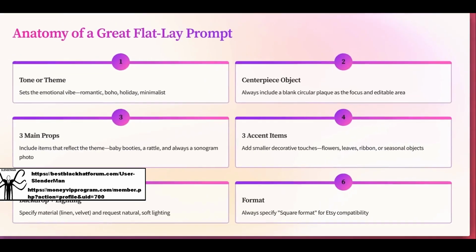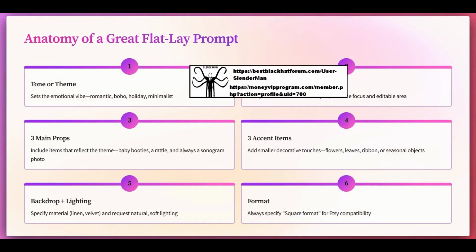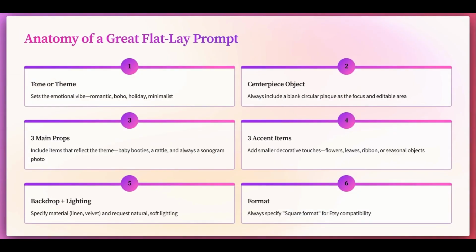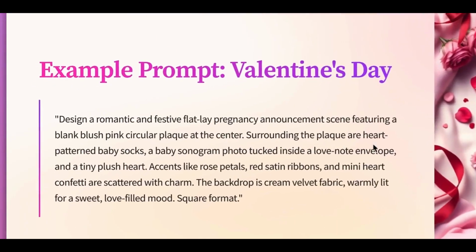So these 6 sections are our basic blueprint. This is our anatomy that we are going to use when we are creating our own prompts. Hopefully this will allow you to skip the guesswork and get right into it. So bearing all this in mind, let's move on to an example prompt. So for instance, Valentine's Day.